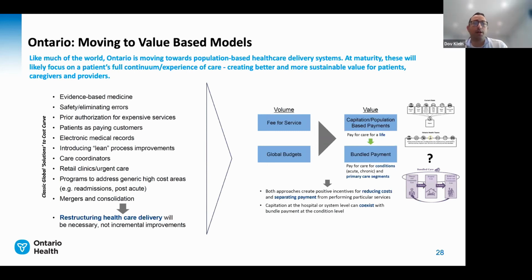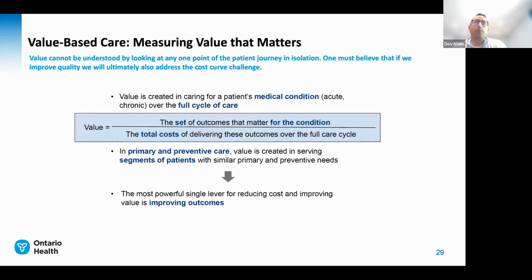Can you please move to the next slide? So I'm sure many of you are aware of this, but I'll just go over it quickly. Value-based care, which I think is a combination of what we just talked about, is ultimately defined as the set of outcomes that matter for the condition, and the condition doesn't have to be just a 90-day or 180-day pathway. It can be a year of care, as an example.